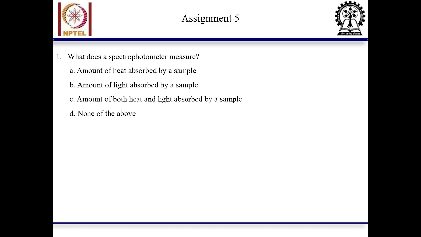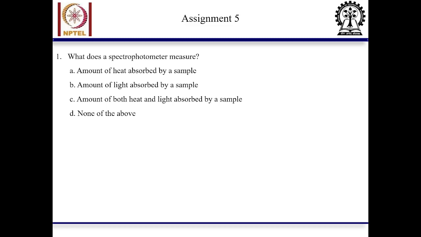Okay, Sweta is saying B, the amount of light absorbed by a sample. Yes, thank you. Nagesh and Vasantan, if I'm right, are saying the same option. So basically, they are correct.